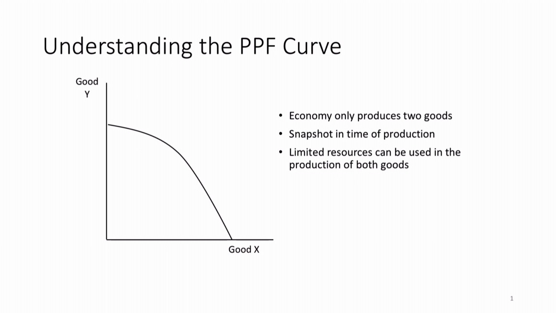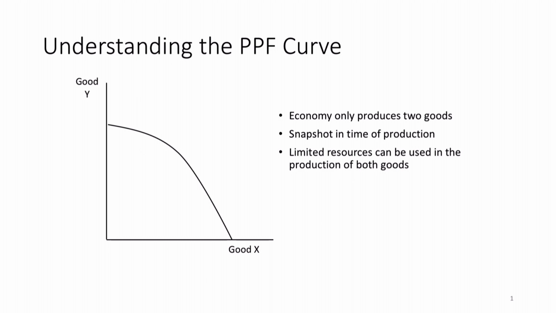As you can see here, this graph is illustrating what we call the PPF curve, or the production possibility frontier curve. Now, here you can see that we have two goods. We have good X and good Y. This is representing the quantity of good X and the quantity of good Y that an economy can produce.